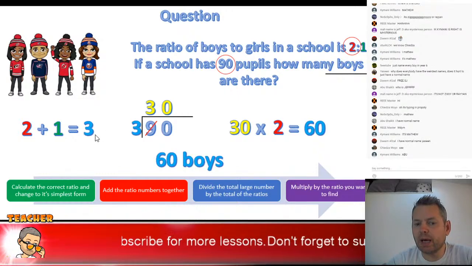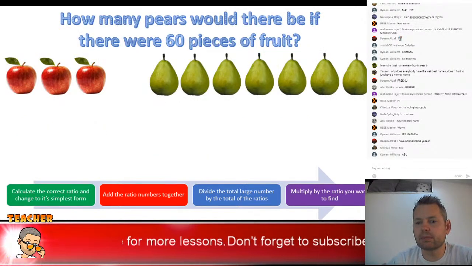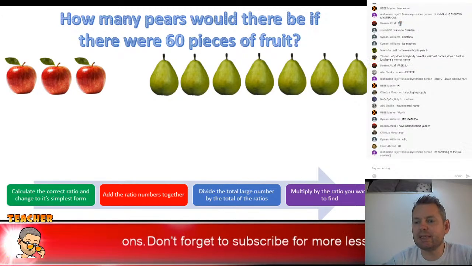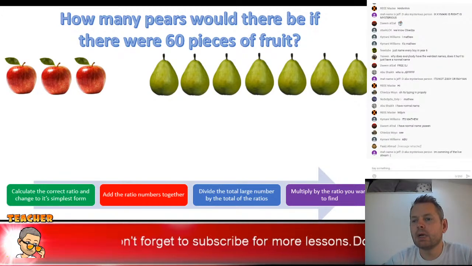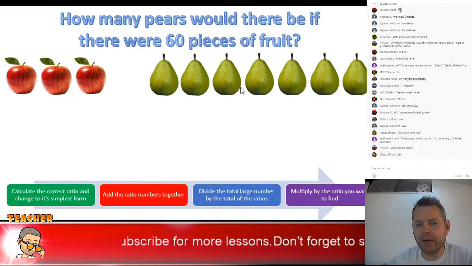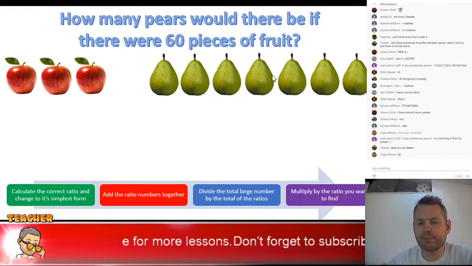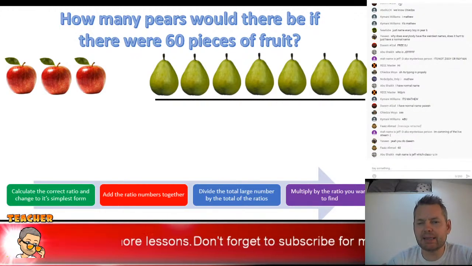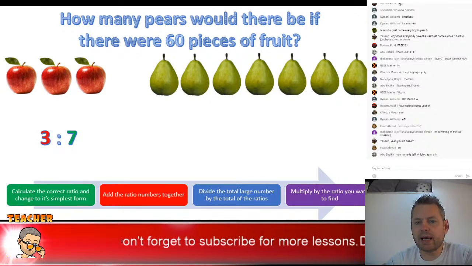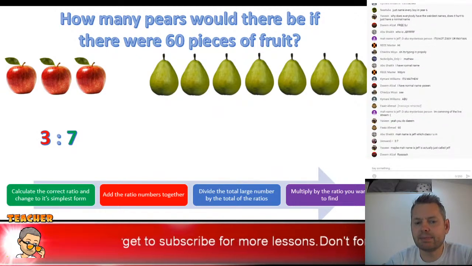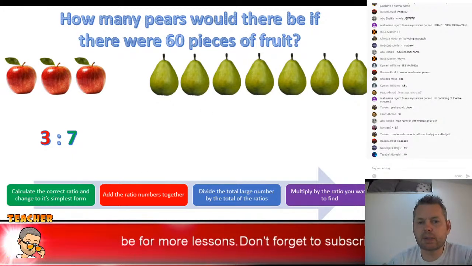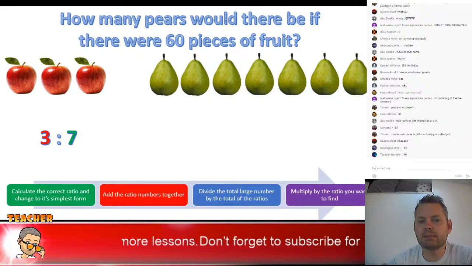And we're going to see if we can do another one together. So this one says, how many pears would there be if there were 60 pieces of fruit? Our first step is to calculate the ratio of apples to pears. So we're going to count the apples and we're going to count the pears. We have 3 apples and we have 7 pears. Okay, so we've got 3 to 7. Well done, Amani, for getting that right. 3 apples to 7 pears.